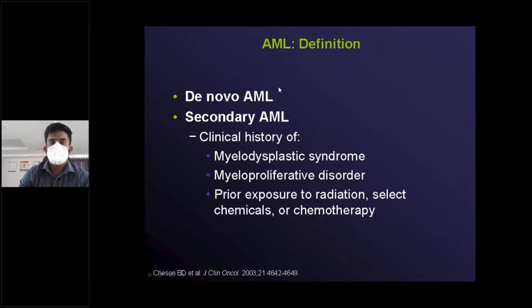So AML is a type of acute myeloid leukemia. There's de novo AML, which is new. Primary AML has no other cause. Secondary AML has a clinical history of myelodysplastic syndrome or myeloproliferative disorder, or prior exposure to radiation, select chemicals or chemotherapy. So that is secondary AML because of these factors.